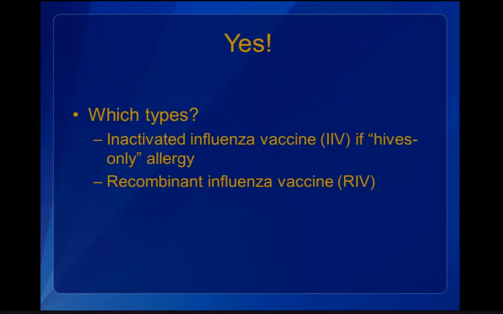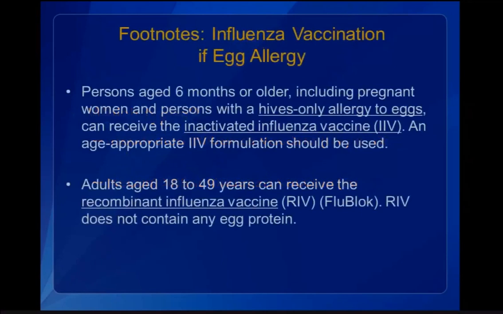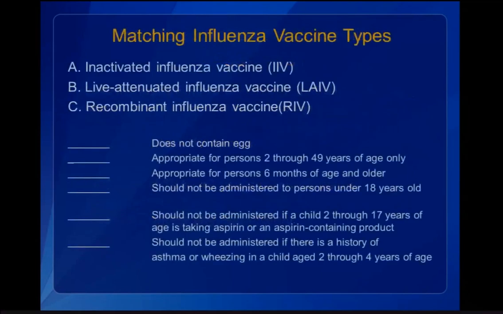Now, of course, they have to be in the right age group to receive the RIV. So we're talking, here we go, 18 through 49 years can receive the RIV. And if the person is 6 months of age or older, and this includes pregnant women, and the person has a hives-only allergy, they can receive the inactivated influenza vaccine. So you have those two basic rules, but then you need to look at the preparations themselves to see which are appropriate for which age. I know this might be a little much at this time of day, but this is a bit of matching to do.